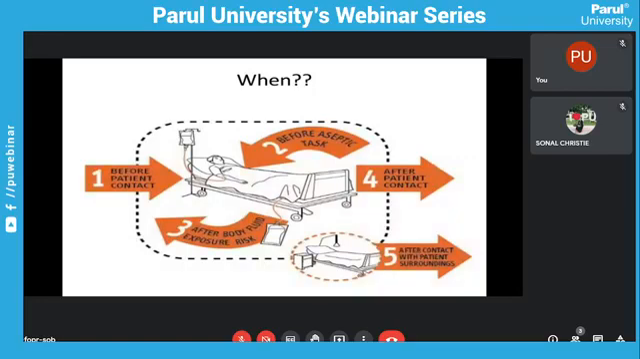Before touching a patient, after touching a patient, before performing any aseptic task, after body fluid exposure, and after contact with the patient's surrounding area, we have to perform hand washing immediately.